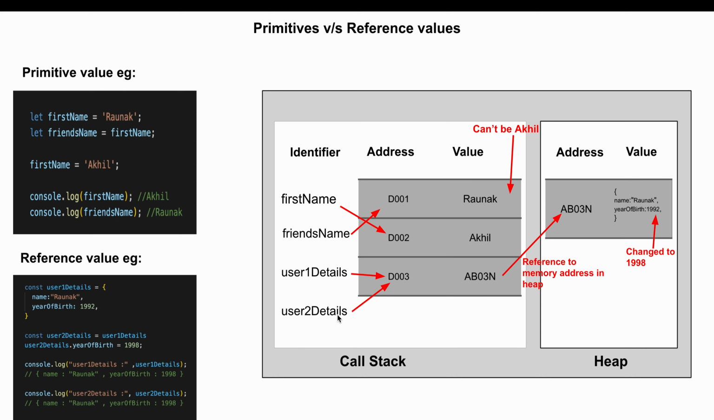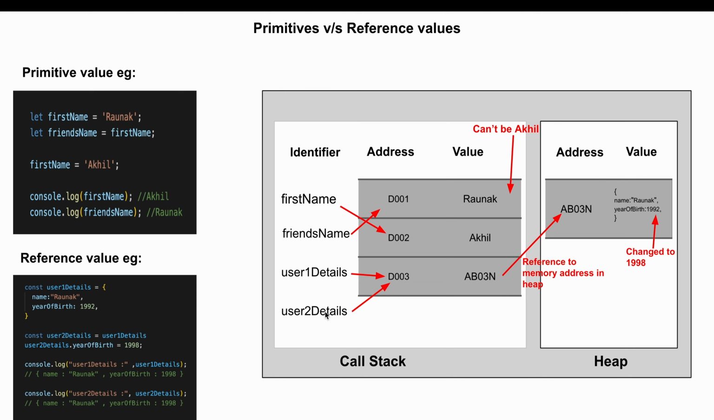So here is the catch. Const declarations throw an error only in the case of primitives, not in the case of objects. And obviously it will throw an error only if you replace the complete data. For example, instead of user2 details dot year of birth, if you replace the value of user2 details completely, for example if you store an array or a boolean value directly in user2 details, then you will get the error, obviously.